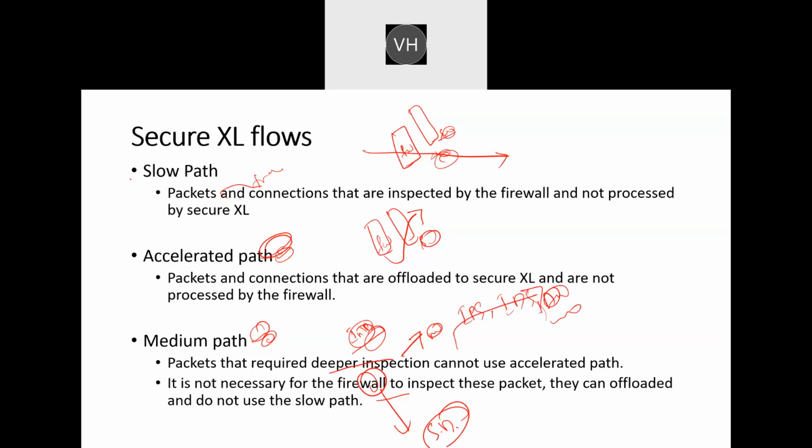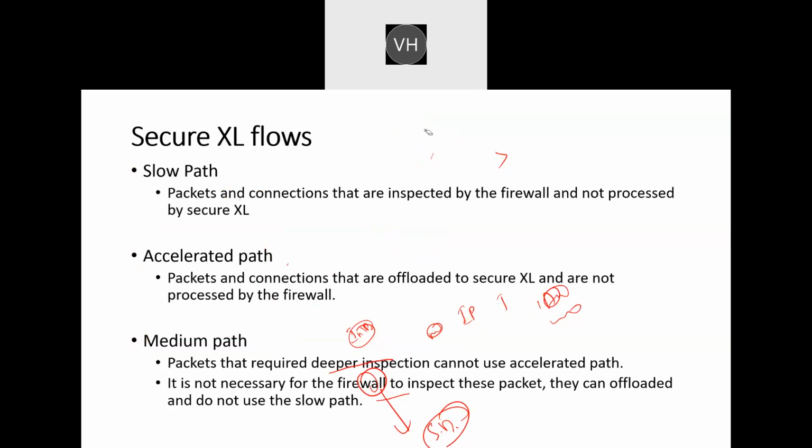Okay, so in Secure Excel we have three flows: slow path, accelerated path, and medium path. In the slow path, the firewall takes care of the traffic. In the accelerated path, Secure Excel takes care of the traffic. And in the medium path, where we require deeper inspection, the traffic goes through the medium path and is taken care of by IPS, IDS, and other antivirus blades, I can say. Clear?